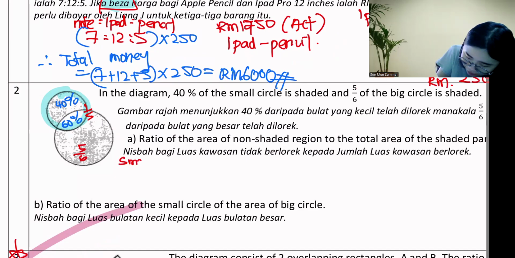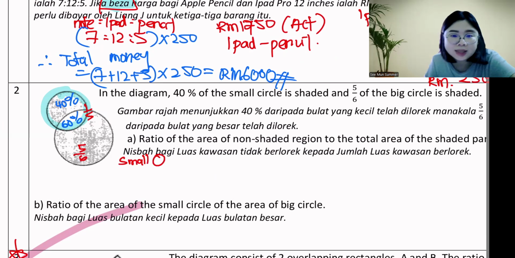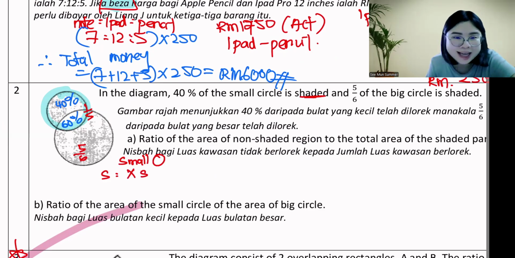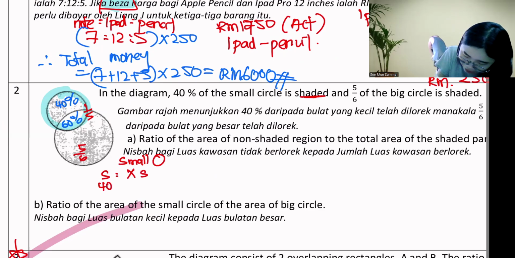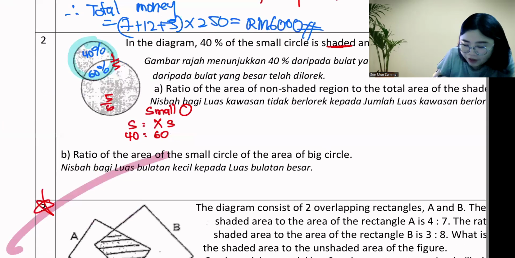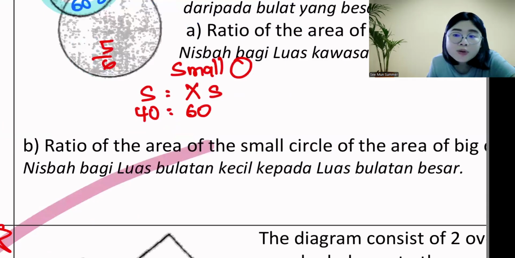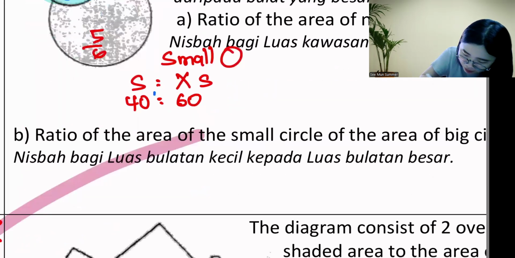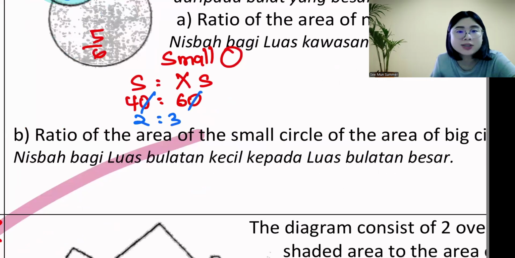Let's make it a small circle. I put shaded versus not shaded, with X for not shaded. They say this is 40 and this is 60. Am I right? But we shouldn't stop here. If we put it in ratio, I should make it to the simplest form. So I cancel the 0 and then divide by 2. So we get 2 versus 3. This is the small circle ratio.